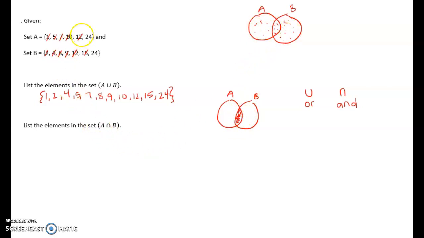So the only ones in both sets are going to be 12 and 24. So that will be the and. So the key to these is remembering which one stands for or, which one stands for and then kind of remembering what that means.